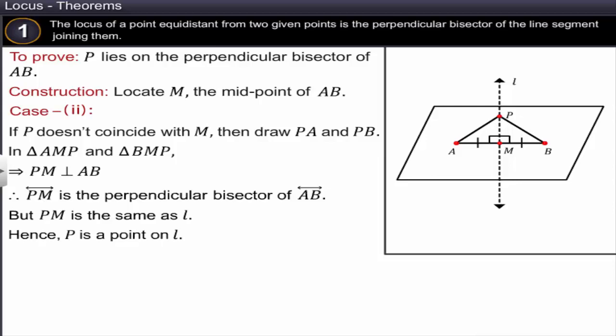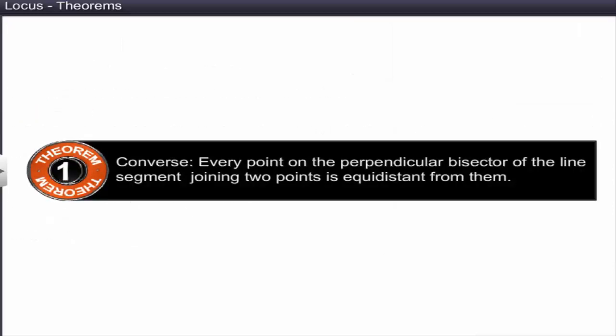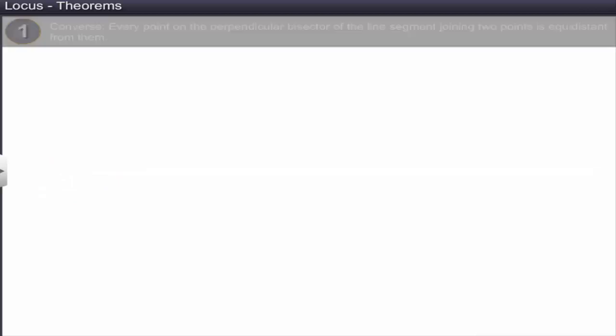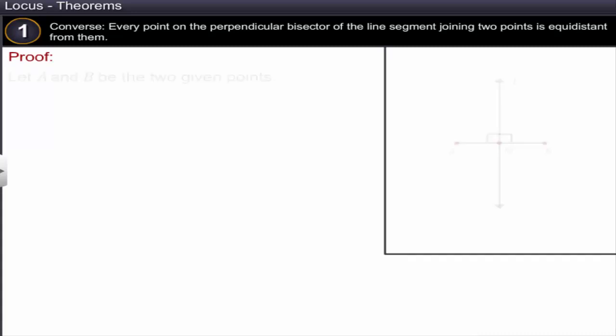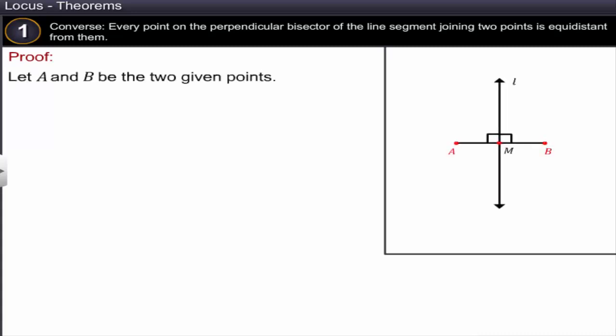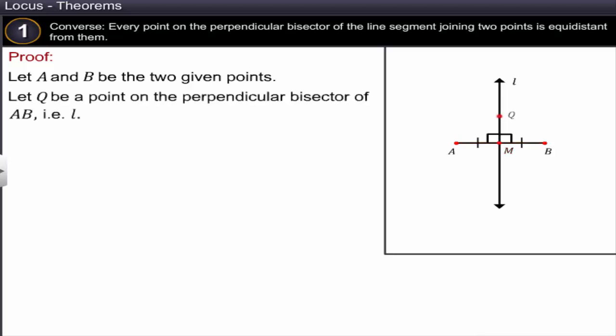The converse of the theorem states that every point on the perpendicular bisector of the line segment joining two points is equidistant from them. Let's prove the converse of the perpendicular bisector theorem. Let A and B be two given points. Let L be the perpendicular bisector of AB and M be the midpoint of AB. Let Q be a point on the perpendicular bisector of AB, that is L. Now, we need to prove that AQ is equal to BQ.